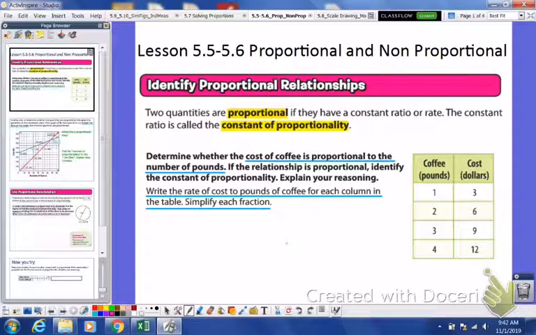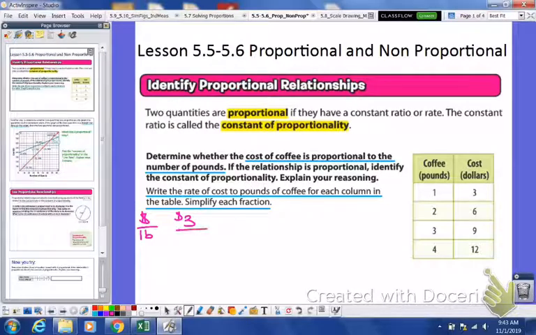Our first example here, determine whether the cost of coffee is proportional to the number of pounds. If the relationship is proportional, then identify the constant of proportionality and explain your reasoning. The way we're going to do this is to write the rate of the cost to pounds of coffee for each column in the table and simplify that fraction. So if we start with our first, 1 pound of coffee costs $3. We're told to write it as cost to pounds. So dollars to pounds.